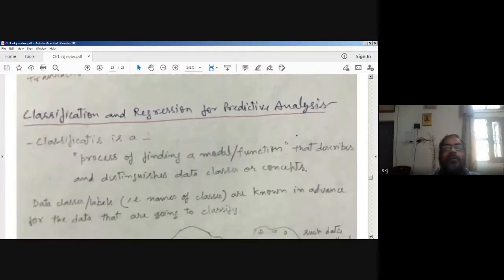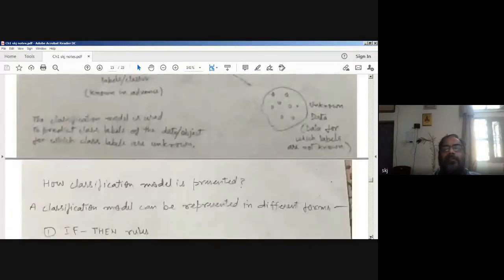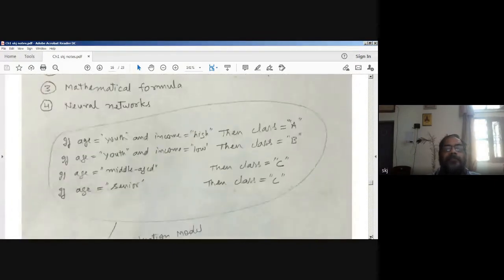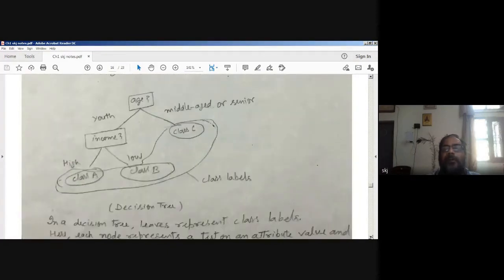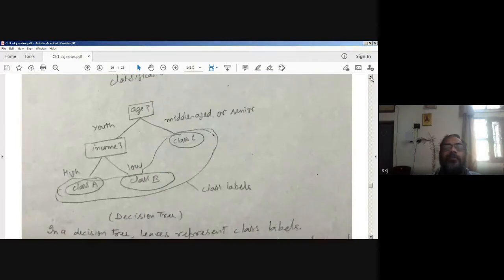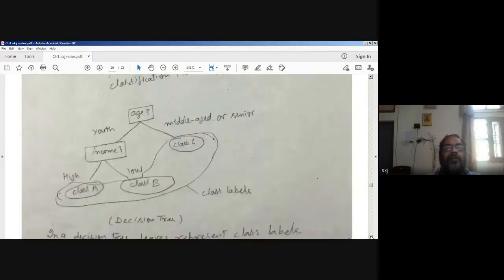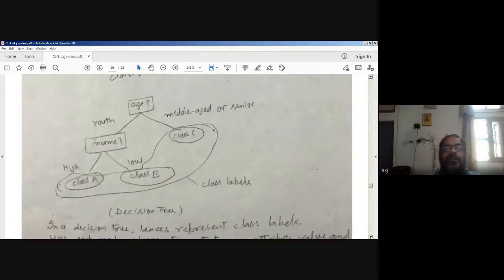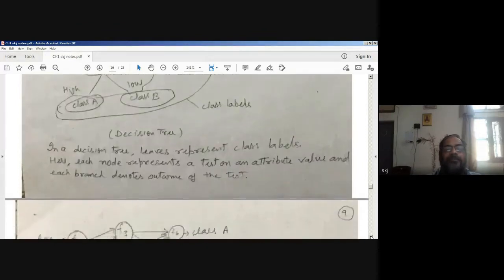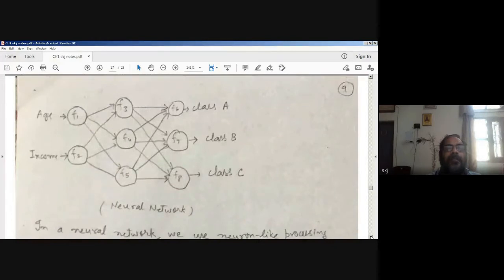Then we were here on classification and regression, and we discussed classification and how the classification model can be represented. First we discussed that it can be in the form of if-then statements, then by a decision tree diagram, and then by a neural network.